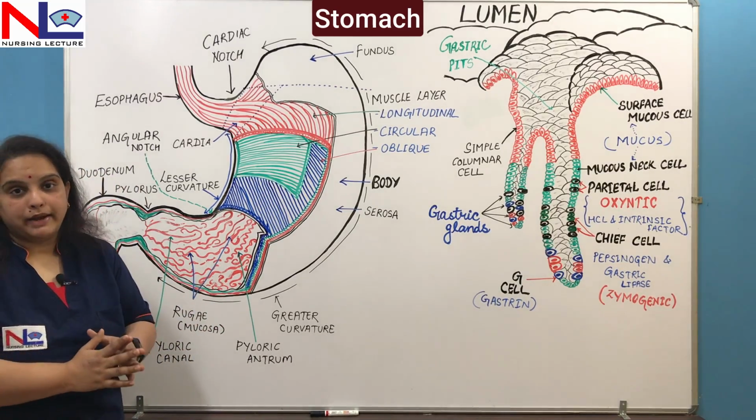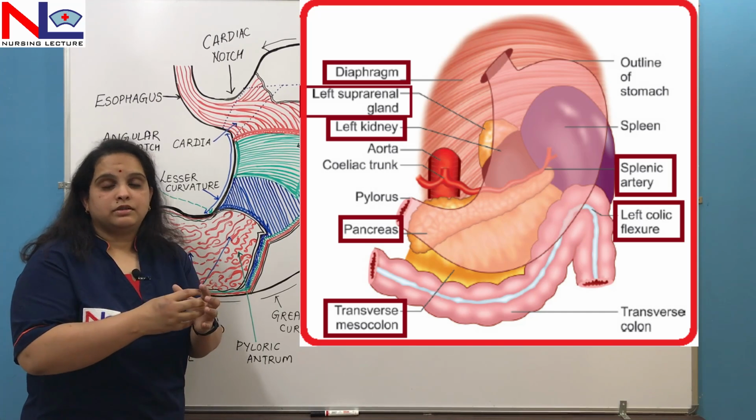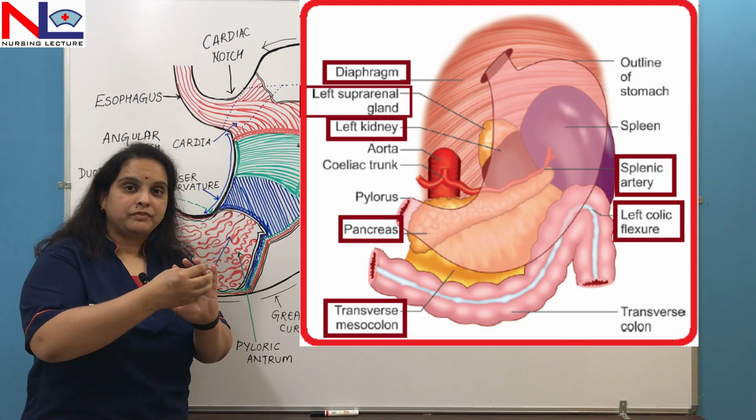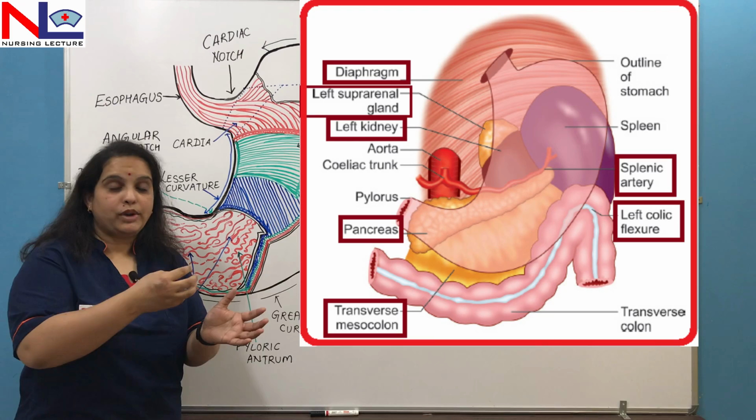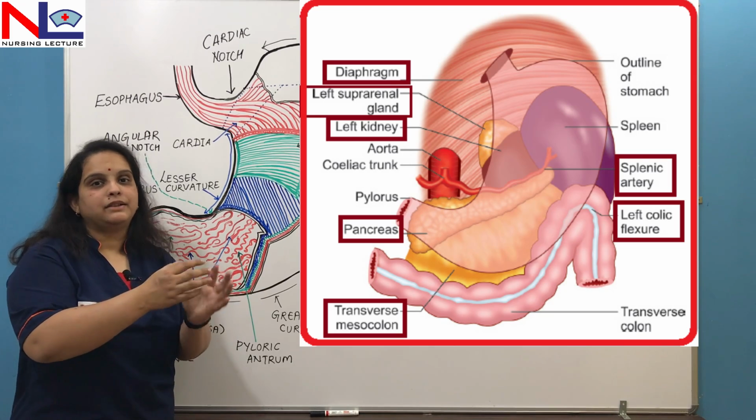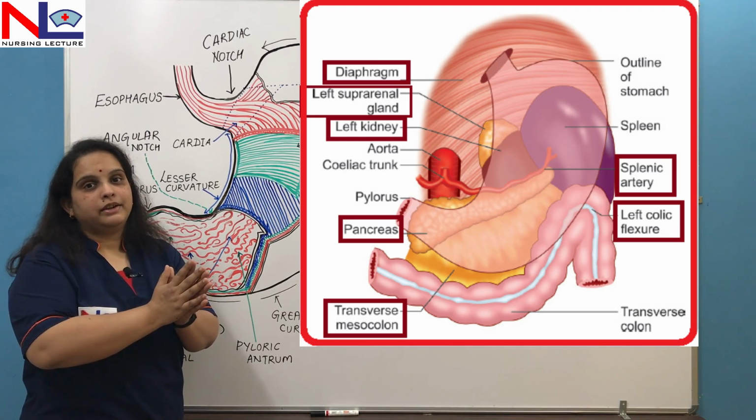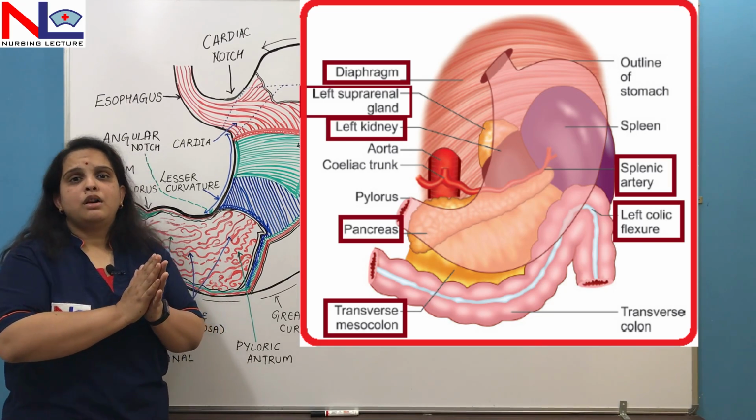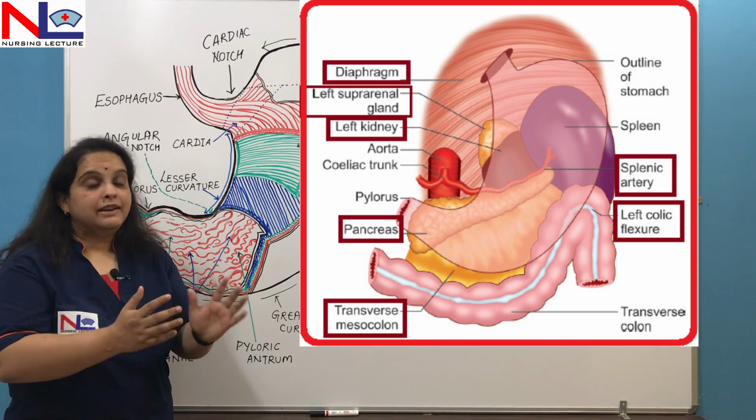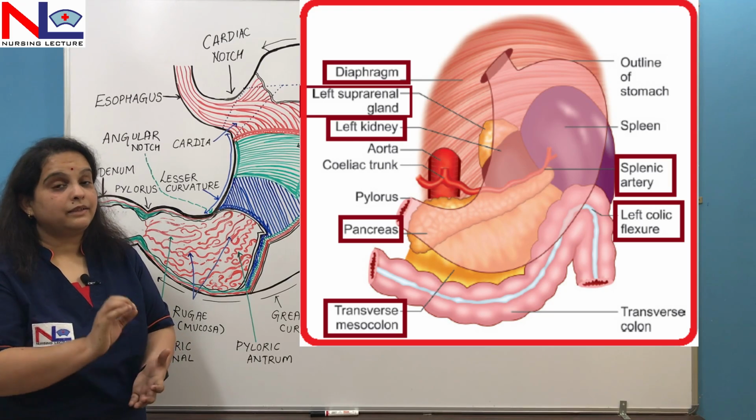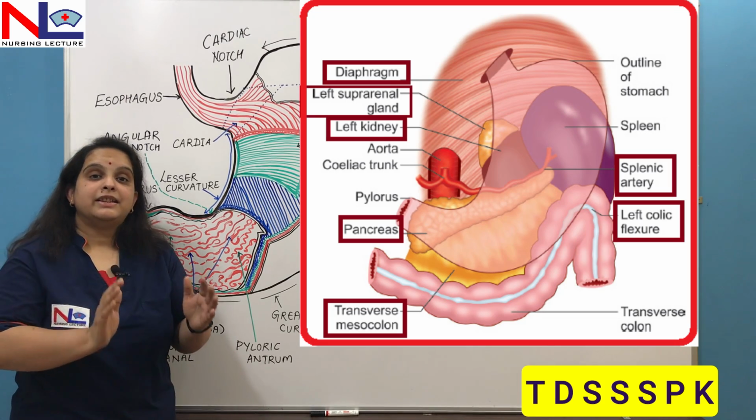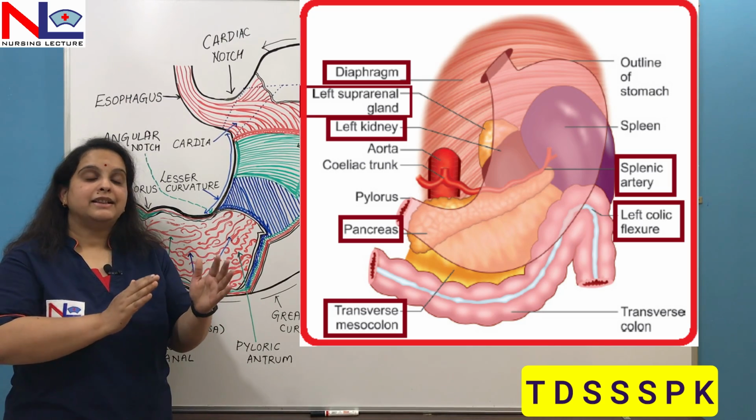Now what is the stomach bed? The structures or organs which come in relation with the posterior surface of the stomach form the stomach bed. Suppose you remove the stomach, then all the structures you can see in the posterior aspect are called the organs associated with the stomach bed. There are 7 structures on this posterior surface, and we can learn them all by a simple trick: TDS, SS, PK.